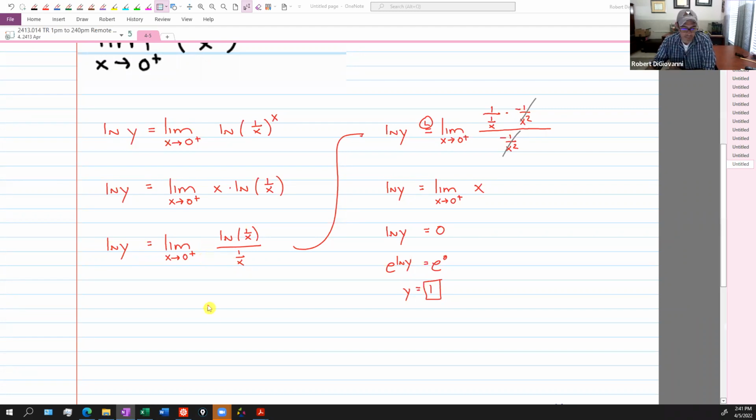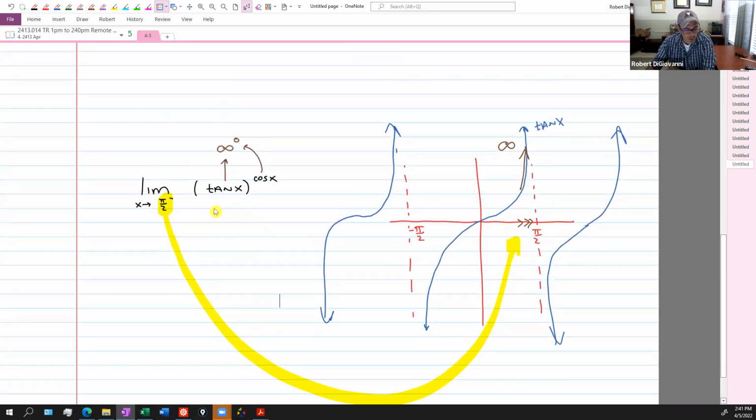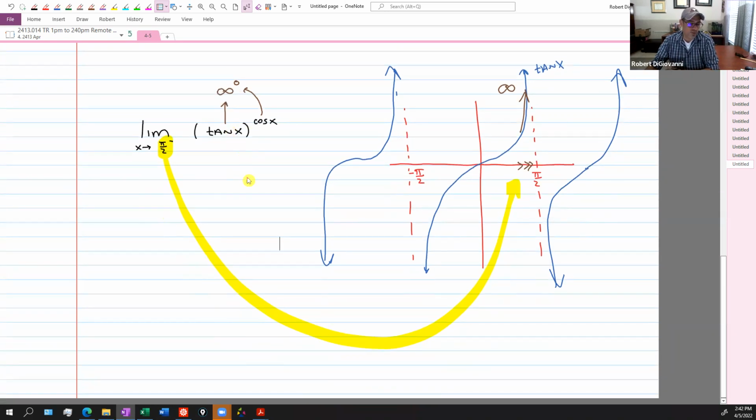Okay. And now the other thing is this one here. On this one, we're approaching pi over 2 from the left. You have to know what tangent looks like. This is what the tangent function looks like. And at pi over 2, you have a vertical asymptote. So as you approach pi over 2 from the left, you head to infinity. And cosine of pi over 2, cosine is the x coordinate at straight up on the unit circle, and that's 0. So you get infinity to the 0. So as soon as you're there, you can start doing the log and stuff.